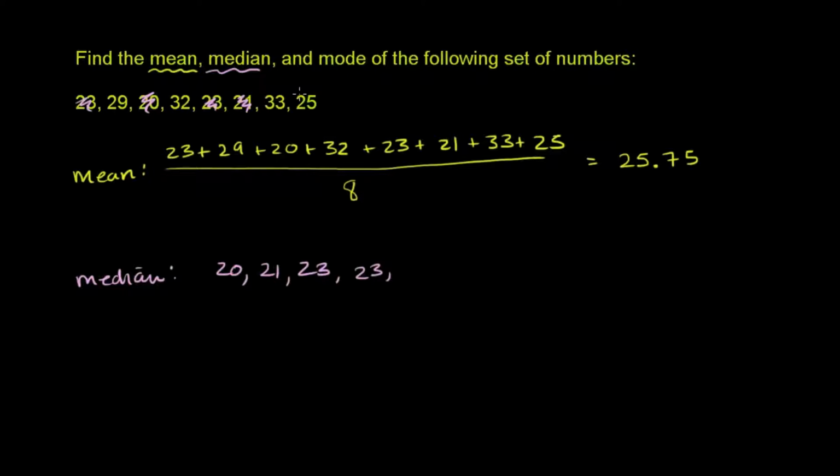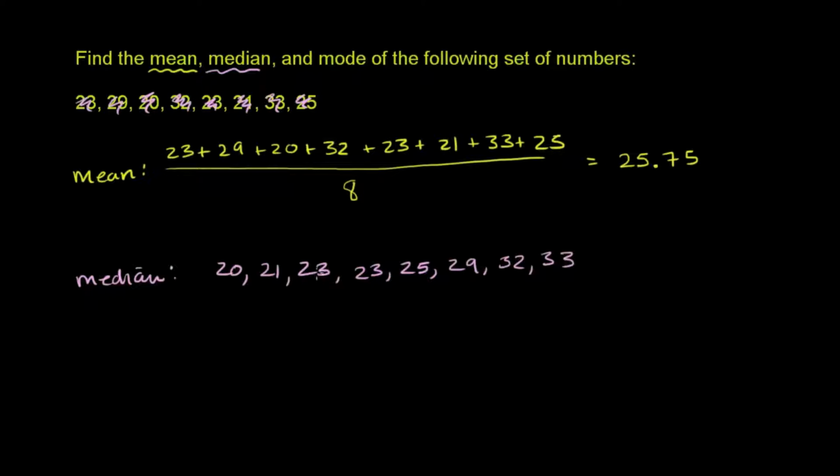And no 24s, there's a 25. There's no 26, 27, 28. There is a 29. Then you have your 32, and then you have your 33. So what's the middle number now that we've ordered it?